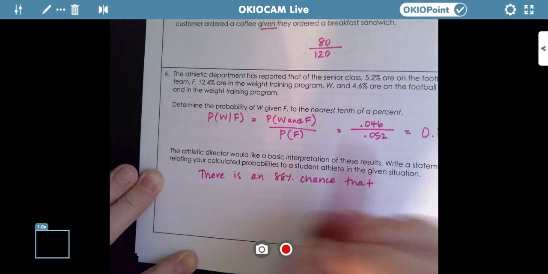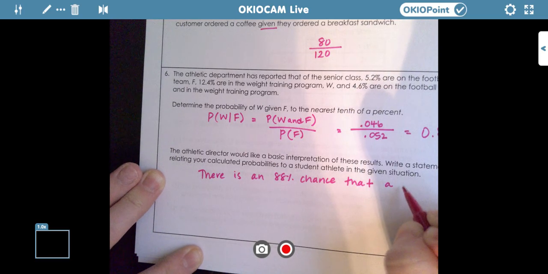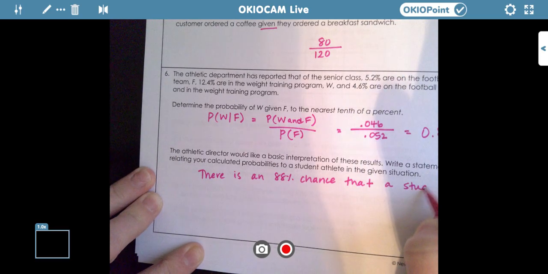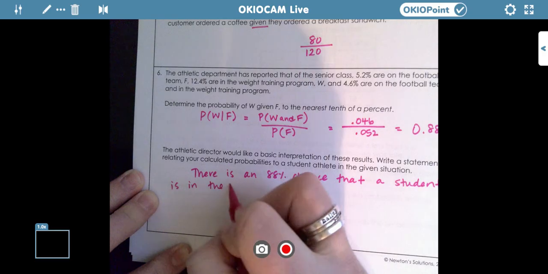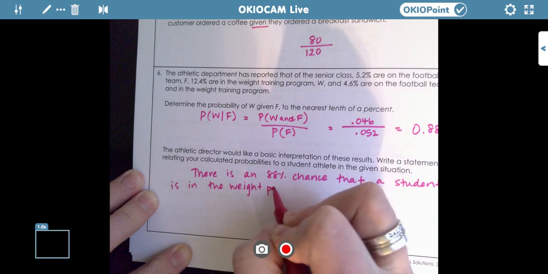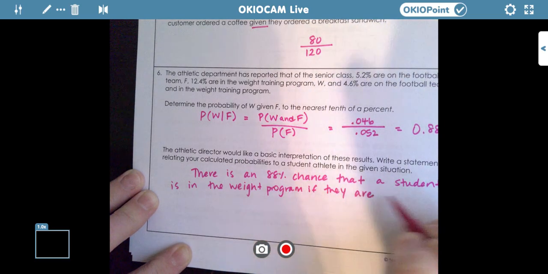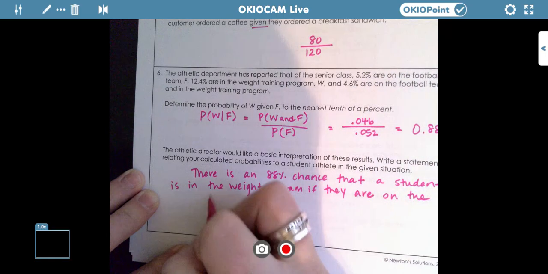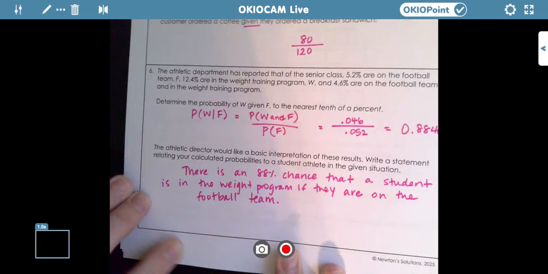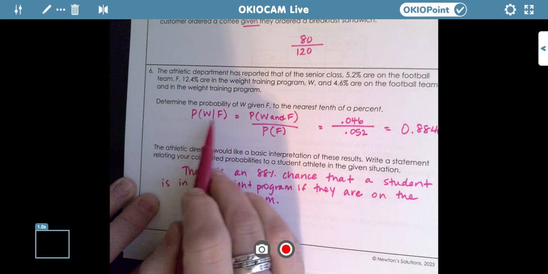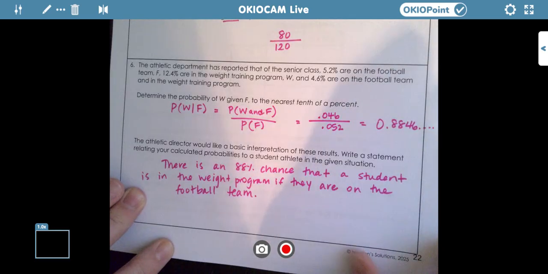What's this saying? Determine the probability of weight given F. That a student, or athlete, whatever you want to call them, is in the weight program if they are on the football team, because that's what we knew first. So probability of being in the weight training program given they're on the football team. Once we do those calculations, we get 0.88, which is 88%.